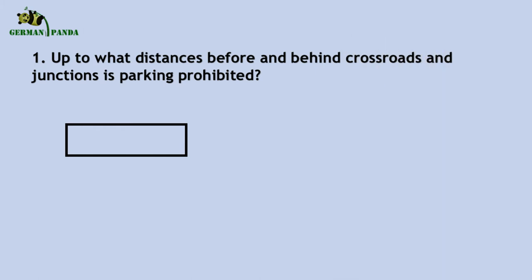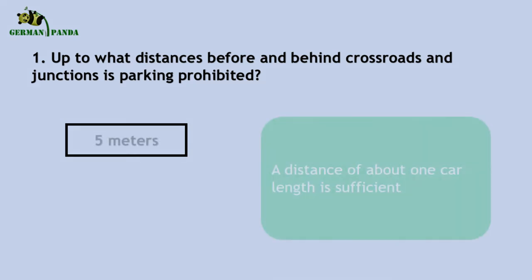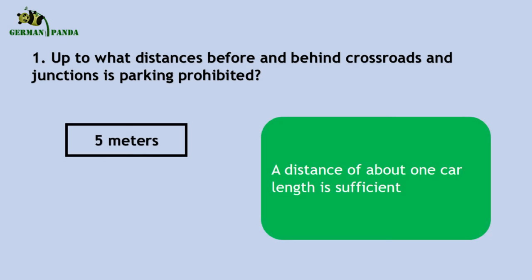Up to what distances before and behind crossroads and junctions is parking prohibited? (5 meters). A distance of about one car length is sufficient.